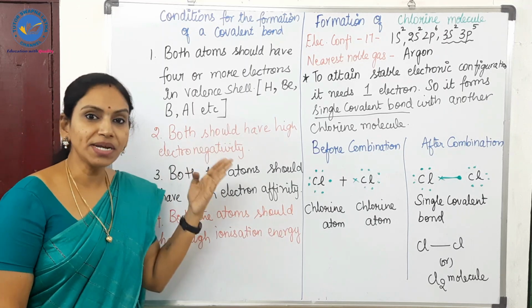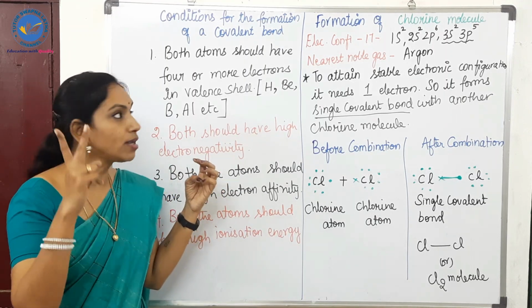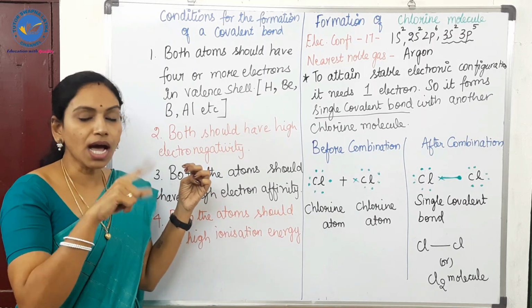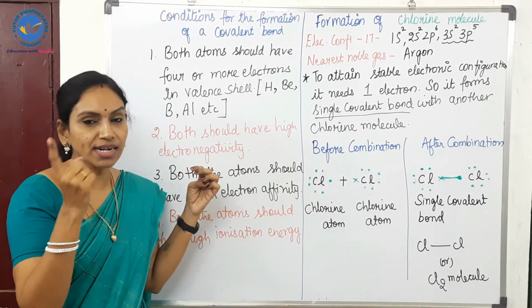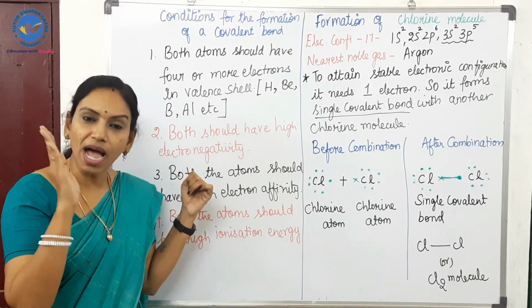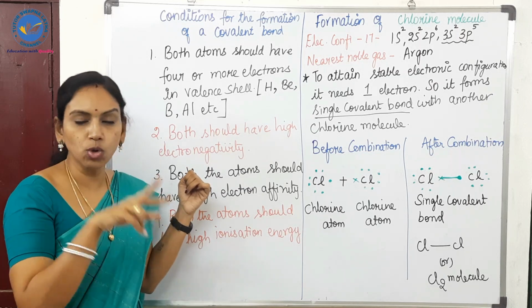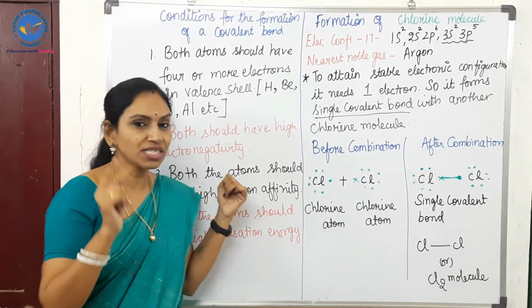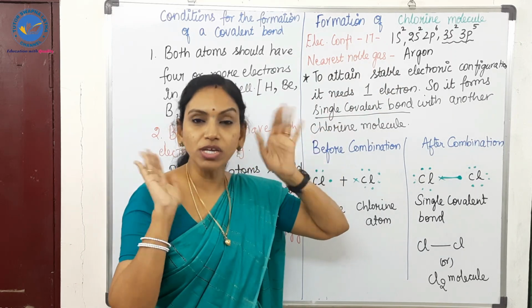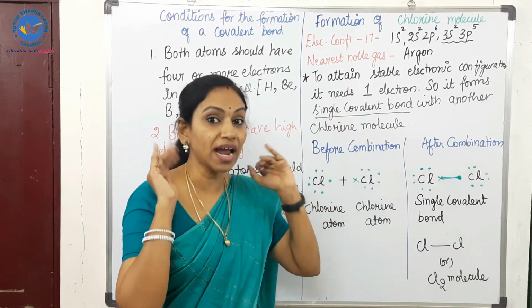Let me tell you 2 examples for the formation of a molecule, where both atoms are the same: chlorine and nitrogen. I am going to tell you the examples of chlorine and nitrogen. First let me start with chlorine, the formation of the chlorine molecule. How is the chlorine molecule formed from chlorine atoms?